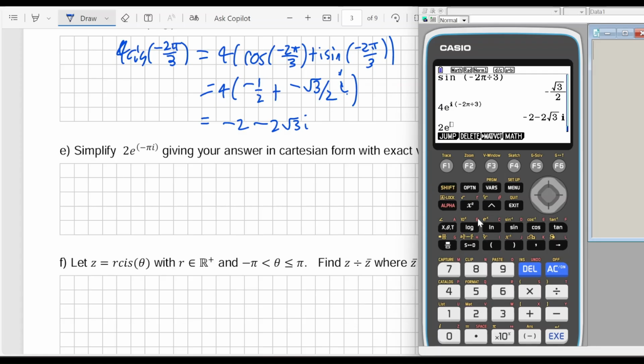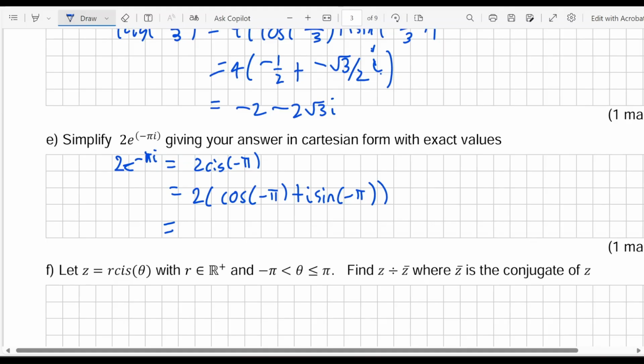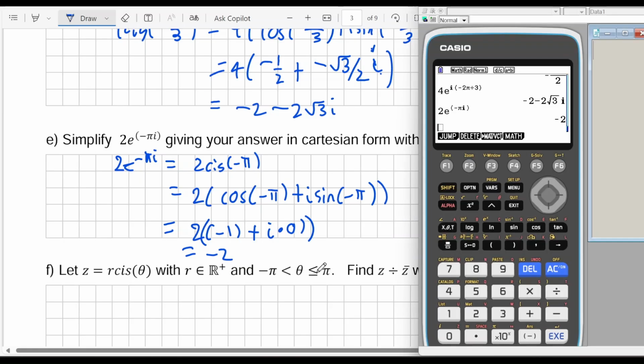Same thing here, we can preempt what this one's going to be. 2e to the minus pi i. We can just work out minus 2. But let's see why. So 2e to the minus pi i is 2 cis of minus pi, which is 2 lots of cos of minus pi, plus i sine of minus pi. Now, cos of minus pi is going to be minus 1. And then i, lots of 0. So you get minus 2 as your answer there, which is what our calculator said.